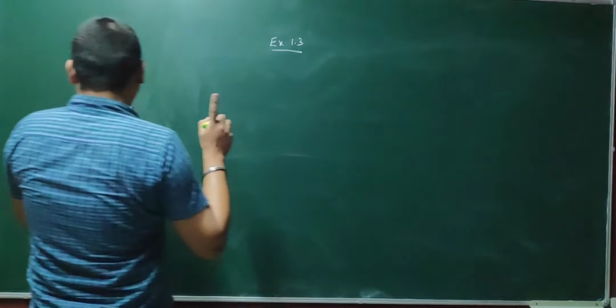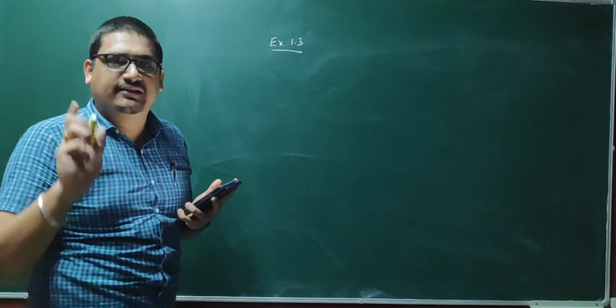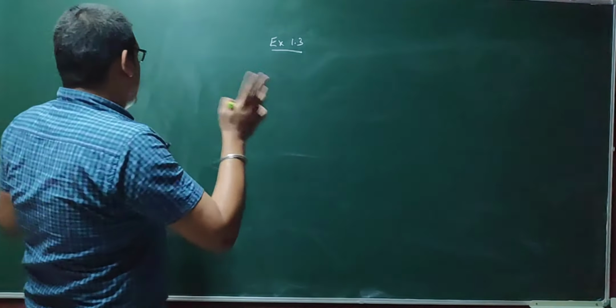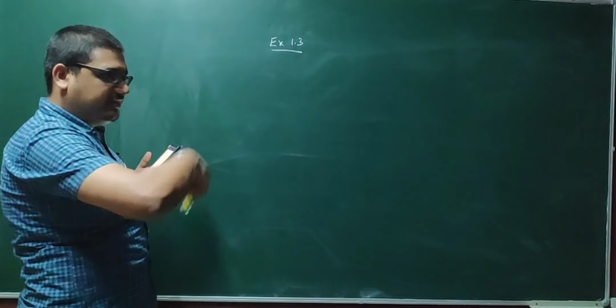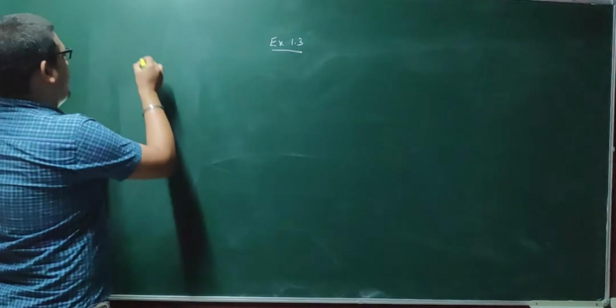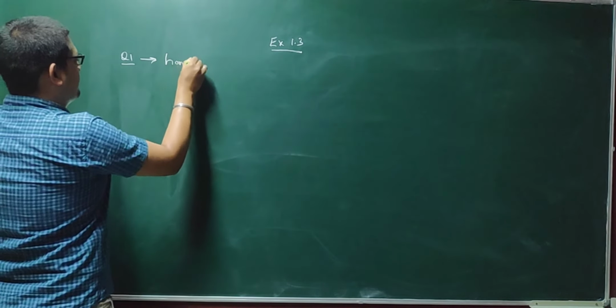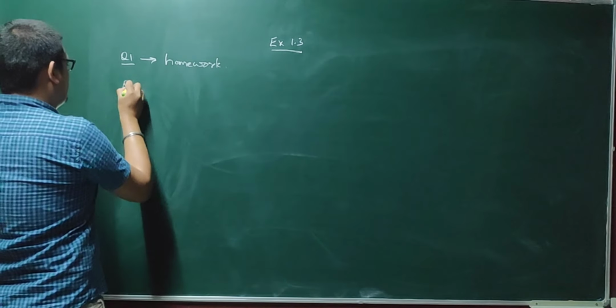So here, the first question, that is, prove that root 5 is irrational, is your assignment. Prove that root 5 is irrational. See, I have already proved root 2 and root 3 as irrational. So it is now your duty to prove that root 5 is irrational in a similar manner. So question number 1 of exercise 1.3 is your homework, or I can say assignment. Now let me take question number 2.